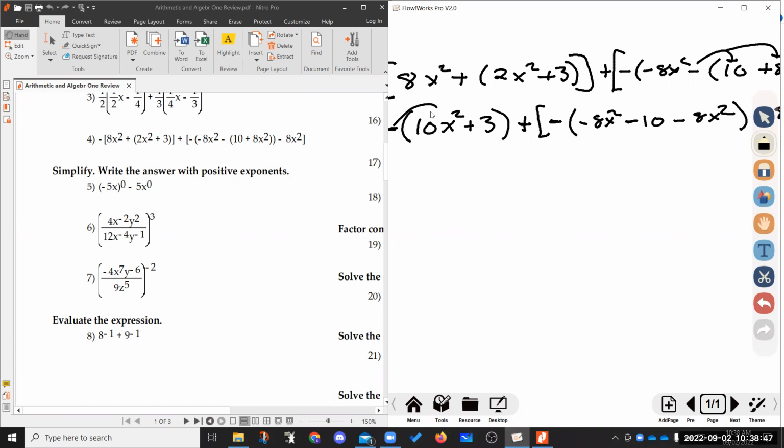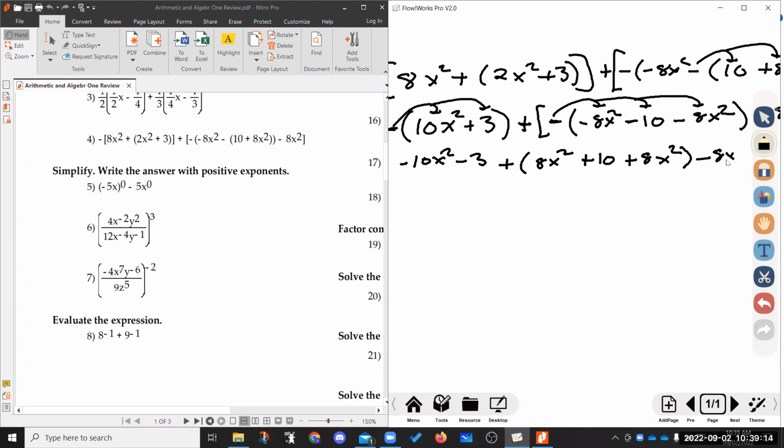Negative 10x squared minus 3 plus, we can get rid of this negative by distributing. Even though we could combine some like terms, let's get rid of this negative sign. 8x squared plus 10 plus 8x squared. And then off to the side over here is a minus 8x squared.